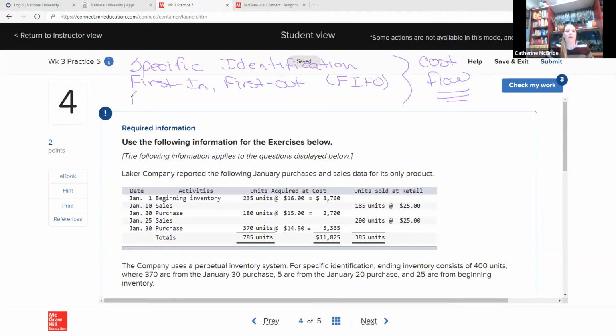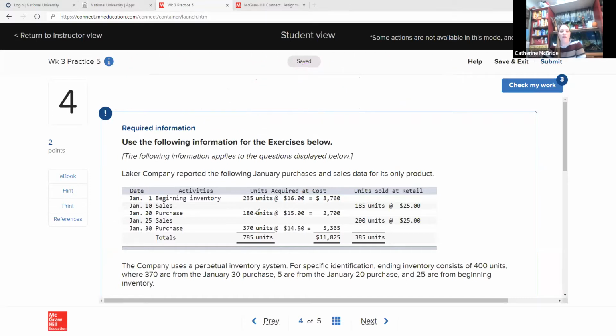The next one is last in, first out, which we call LIFO. And then the final one is weighted average. Okay, so we're going to work through each one of those. I just kind of wanted to give you an introduction for how they work, because the chart's a little weird.